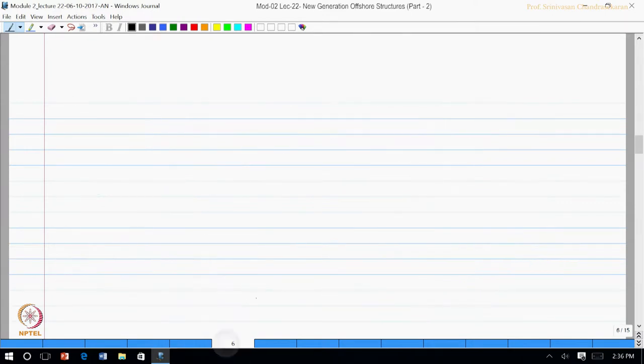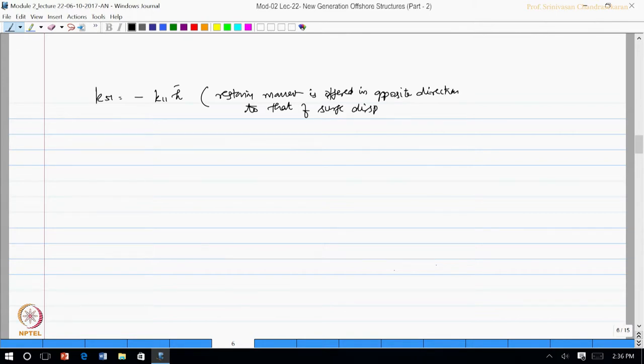Let us see equation 3. K 51 will be K 11 into h bar with a negative sign. Negative sign indicates the restoring moment is offered in opposite direction to that of surge displacement. So that is the recentering moment, okay. K61 will be 0 because yaw motion is not activated.